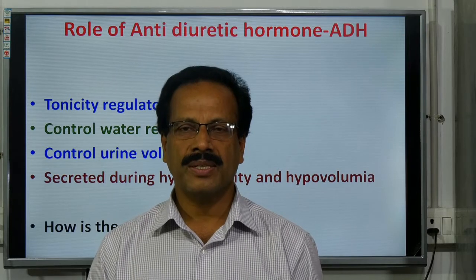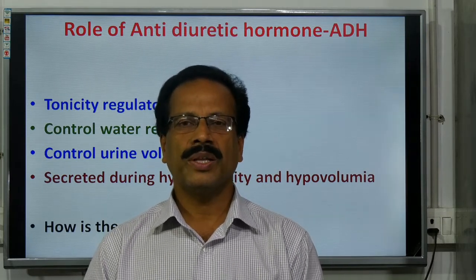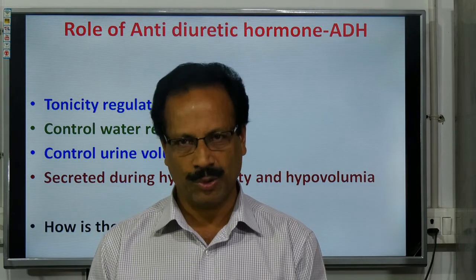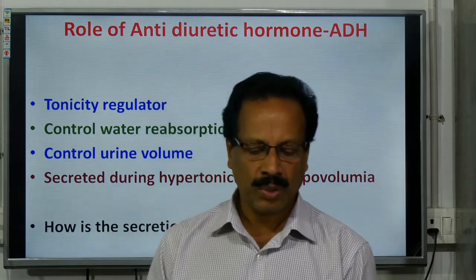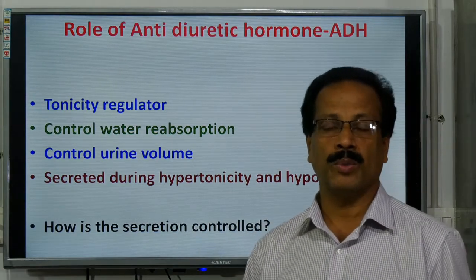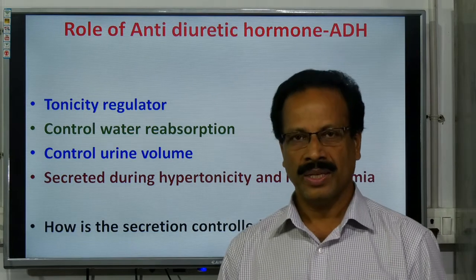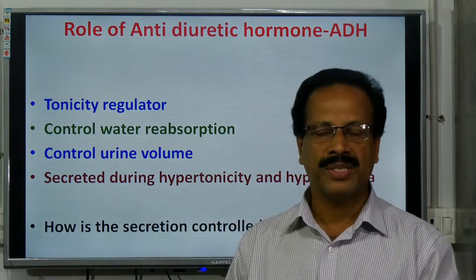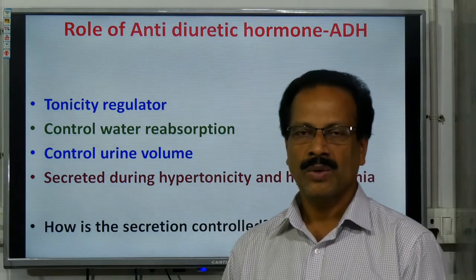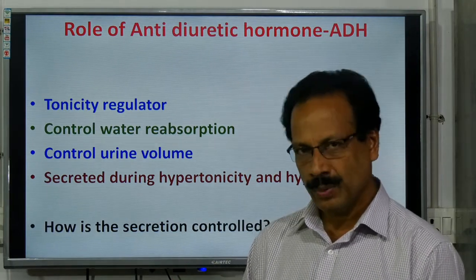Today I am going to discuss the role of antidiuretic hormone in controlling water reabsorption at the kidney tubules. Antidiuretic hormone is the tonicity regulator. This is a primary hormone responsible for regulating the tonicity of blood in our body. This tonicity regulation is done by controlling the reabsorption of water at the kidney tubules.